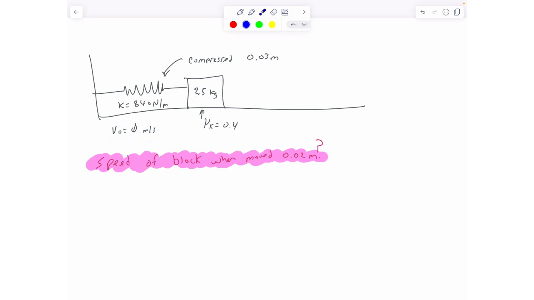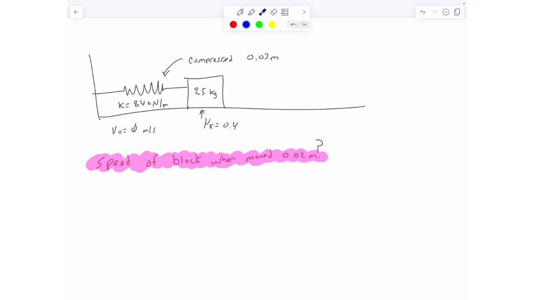So what we're going to do is we're going to release this block from rest, right? We're going to let it go, and it's going to spring because it's compressed this way. It has potential energy, right? And so it's going to spring. It's going to go in this direction. And what we want to know is what's the speed of the block when it has moved 0.02 meters.